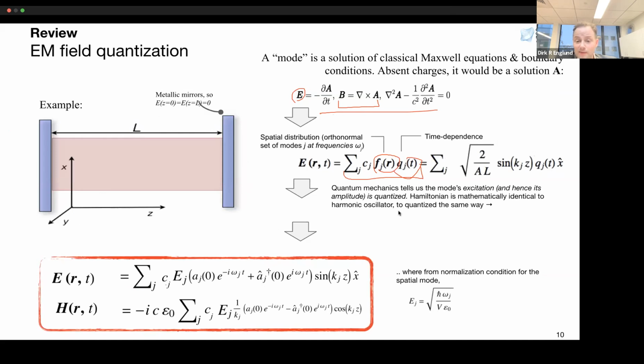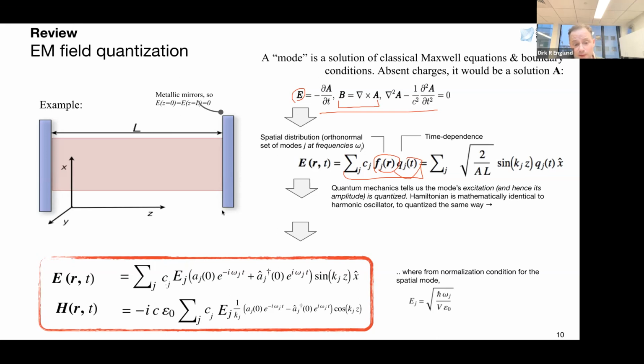And then what quantum mechanics tells us is that it's the mode's excitation and hence its amplitude that's quantized. And since the Hamiltonian for the harmonic oscillator is mathematically identical to a mechanical harmonic oscillator, we quantize it the same way as the mechanical harmonic oscillator was quantized. And that gives us the final form of the operators for the electric and the magnetic field, which is shown down here on the left-hand side.